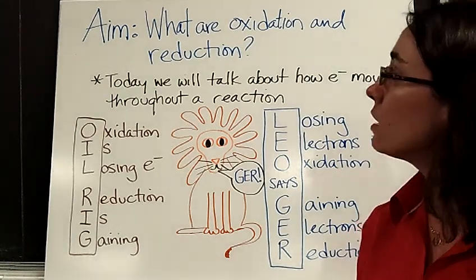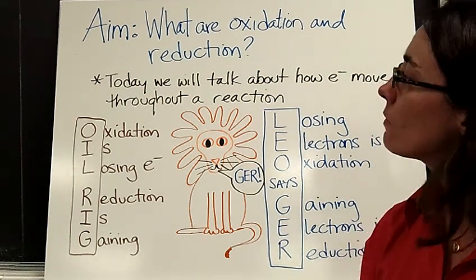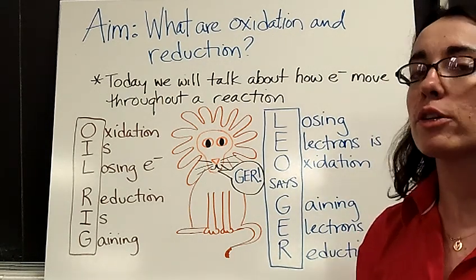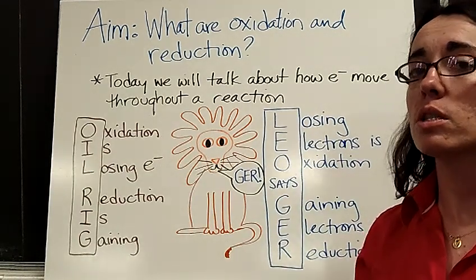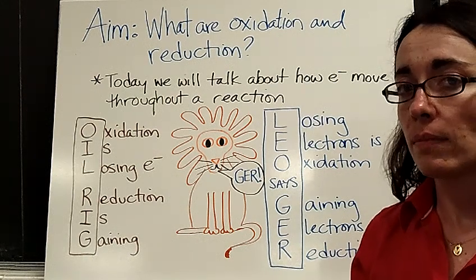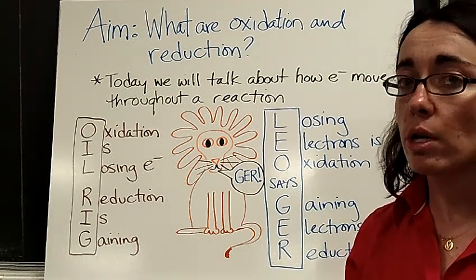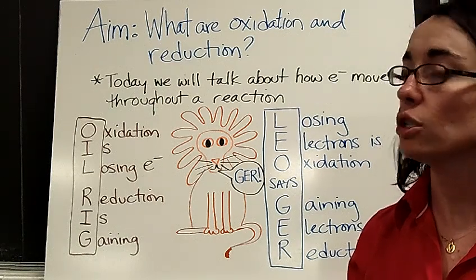Our aim for today is: what are oxidation and reduction? Today we're going to talk about how electrons move through a reaction, and we're going to use the skills that we learned in assigning oxidation numbers to help us see that. Now, there are two mnemonic devices that can help you figure out which is which.